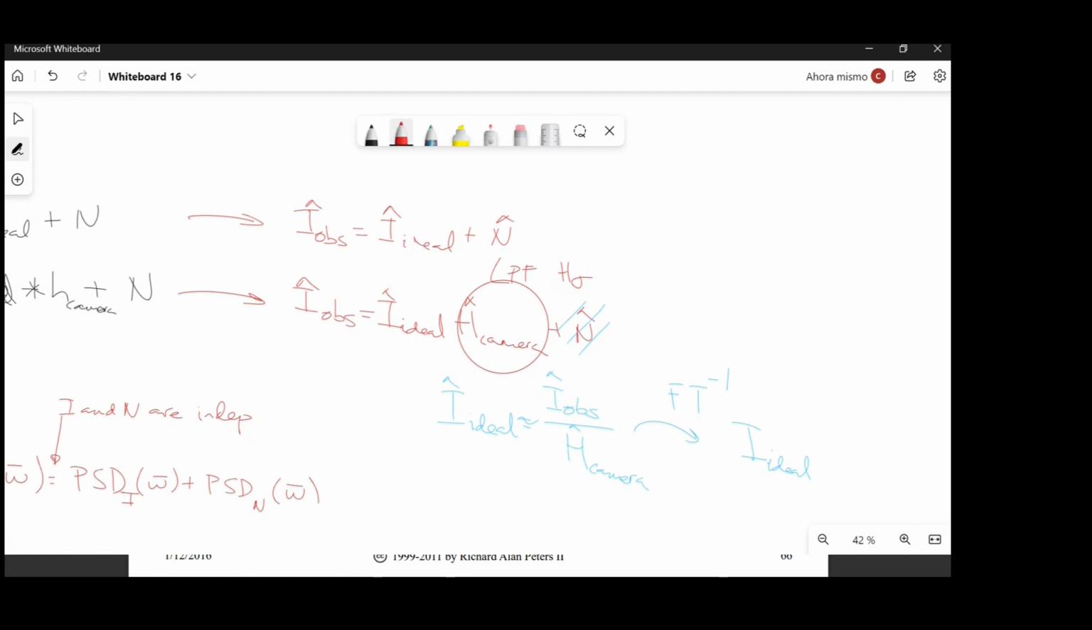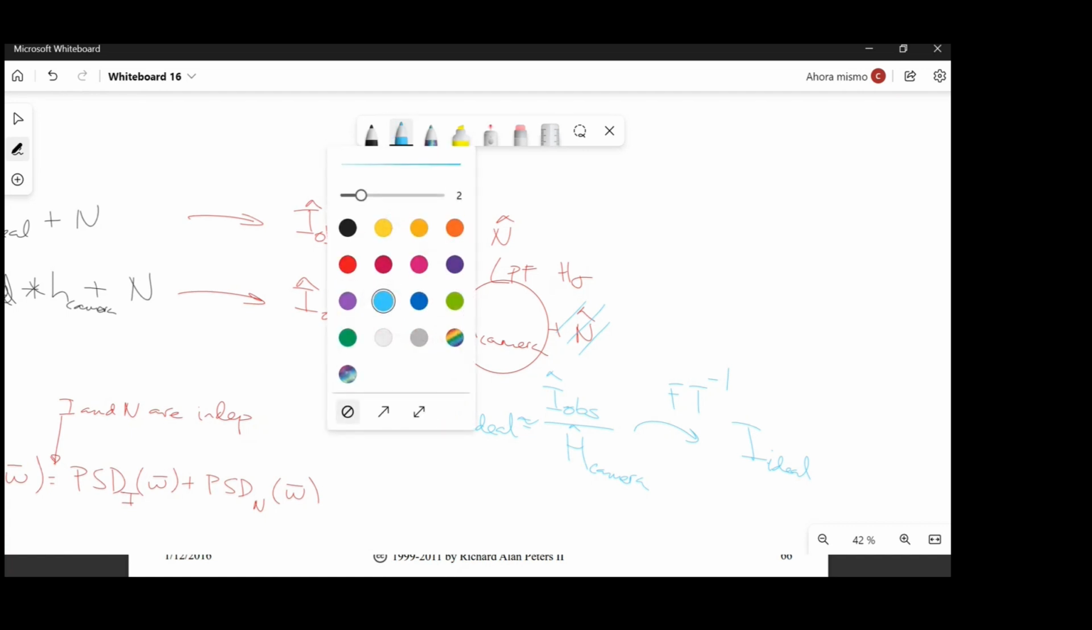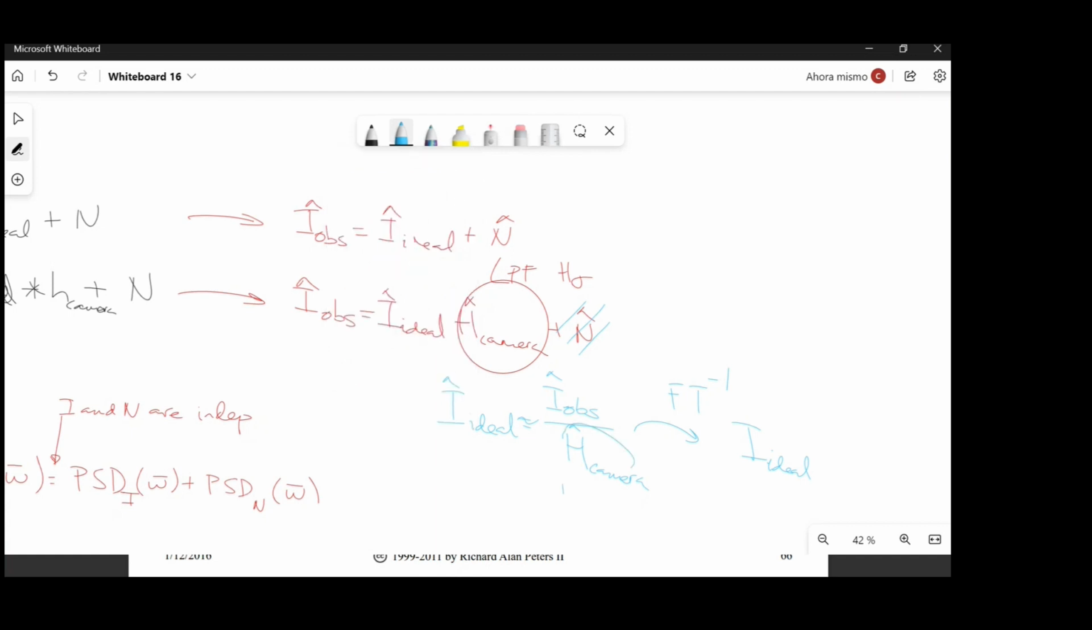If this is a low pass filter, what is this one? So 1 over a low pass filter is what? It's a high pass filter. It makes sense. If my camera has dampened the high frequencies, what I have to do is to boost them in the same amount.